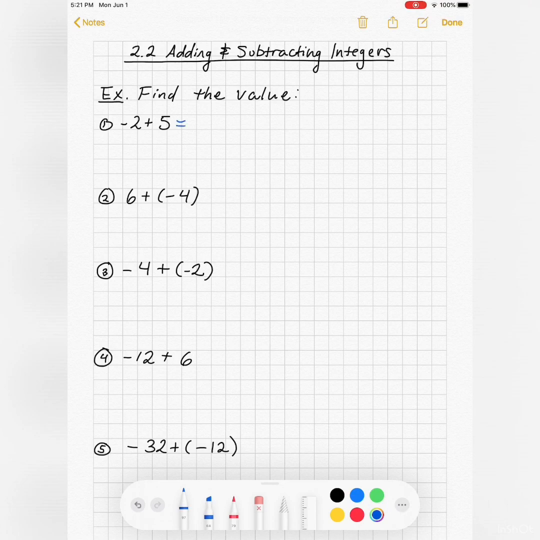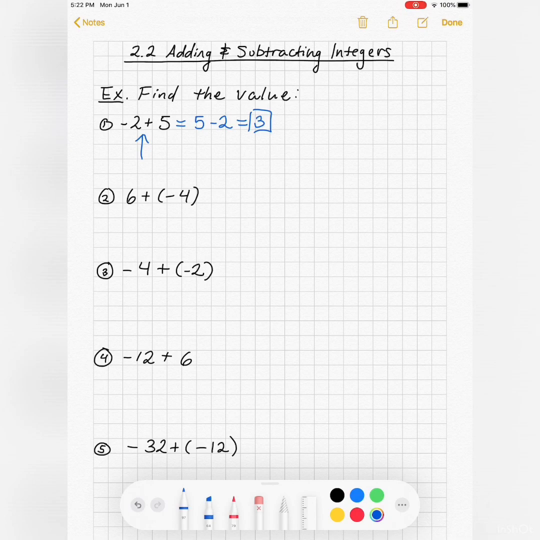So I have -2 plus 5. That's the same as 5 minus 2. I could write it that way. 5 minus 2 is 3. Or I could look at this and I could think about, okay, this is saying I'm $2 in debt. I deposit $5. Now I have $3, positive $3 in my account.